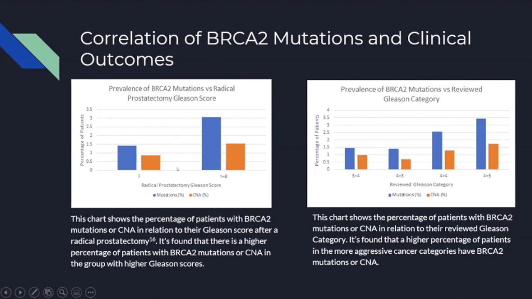This shows that BRCA2 alteration is correlated with a negative patient outcome after a radical prostatectomy, which is a surgical operation where the prostate and its surrounding tissue are completely removed.